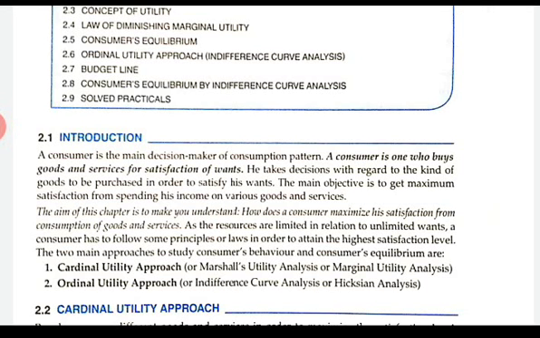Then, who is a consumer? In the consumption pattern, the consumer is the main decision maker. The consumer is the one who buys goods and services for the satisfaction of wants. He takes decisions with regard to the kind of goods to be purchased in order to satisfy his or her want. The main objective of a consumer is to get the maximum satisfaction. A rational consumer always tries to maximize satisfaction by consuming goods and services.